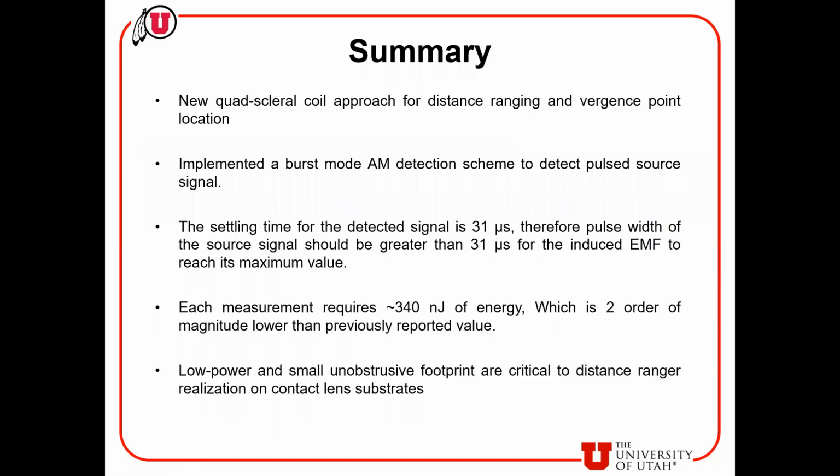So in summary, I would like to say that our new quad spiral coil approach for distance ranging and divergence point location uses the implementation of a burst mode detection scheme with a pulsed source signal. The settling time of the detected signal is found to be 31 microseconds. Therefore, the pulse width of the source signal should be greater than 31 microseconds for the induced EMF to reach its maximum value. Each measurement requires around 340 nanojoule of energy, which is 2 orders of magnitude lower than the previously reported value. A low power and small unobtrusive footprint are critical for distance ranging on a smart contact lens substrate.